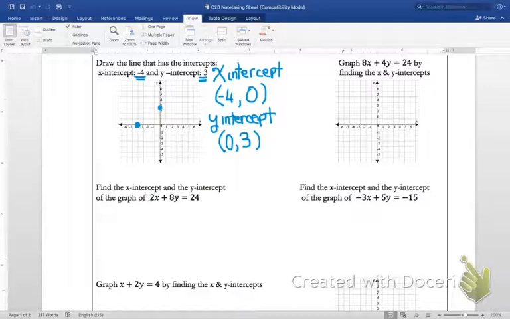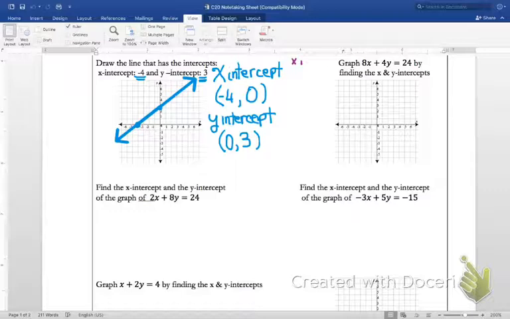Then I'm going to get my line tool and draw a line through those 2 points. Now notice I took my line all the way off the graph. I don't stop at the points. Those points are not endpoints. Those are just points through which my line goes. My line goes on indefinitely. I'd like you to do that when you're graphing as well.